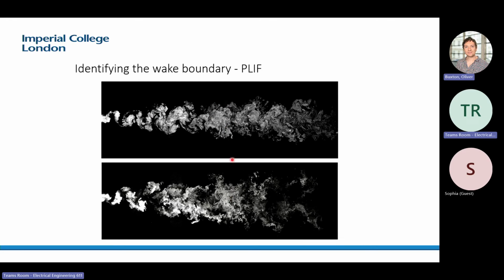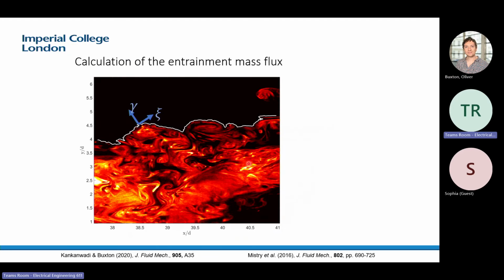Now, here are two images. This is one where the background is non-turbulent, and this is an image where the background is turbulent. And I think you can see that the structure of this interface is fundamentally different in these two scenarios. So it's really important that we try and capture the physics associated with background turbulence when it comes to wake spreading. Okay, so how do we go about measuring the entrainment?